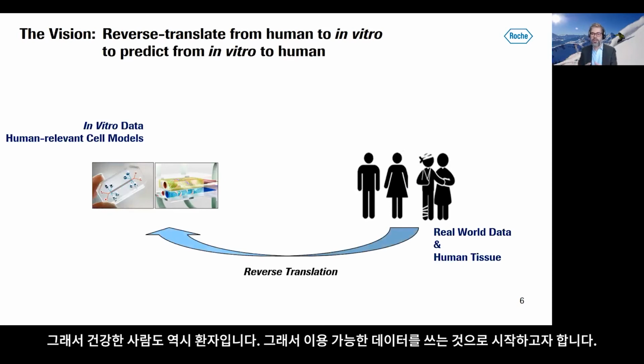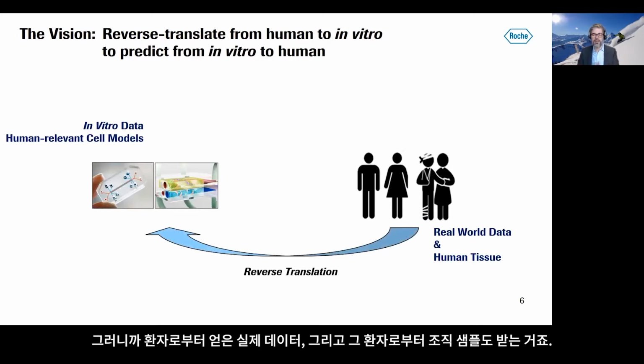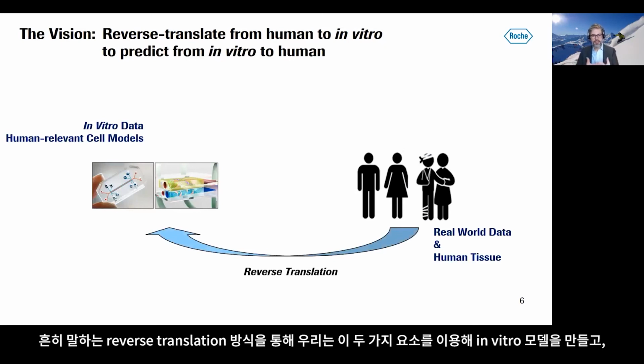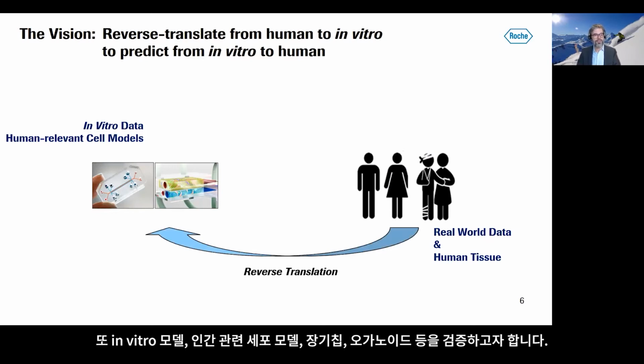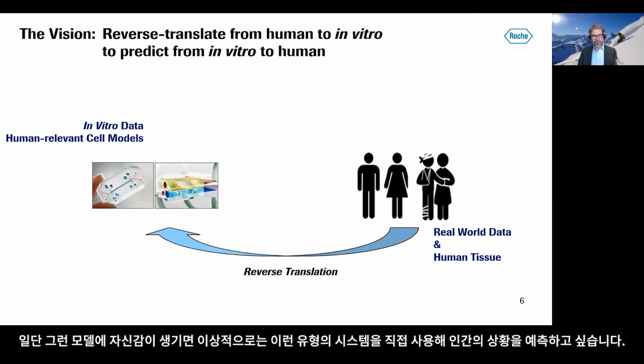So we want to start there with exploiting the data that is available, so real-world data from patients, and also getting tissue samples from those patients. And in a so-called reverse translation approach, we would like to use these two elements to establish and also validate in vitro models, human relevant cell models, organs on chips, organoids, etc. Once we have confidence in those models, in an ideal world, we would like to directly use these types of systems to predict the human situation.